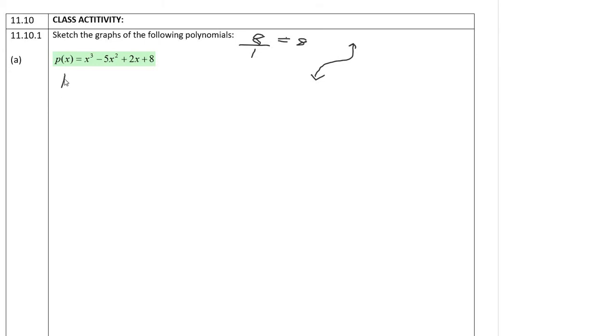Let's see what happens if I do P of 1 here. Okay, so this gives me 1 minus 5, it's minus 4, plus 2, it's minus 2, plus 8, no, it's not giving me 0. Let's see if I do negative 1. So this gives negative 1, minus 5, and then 2 times negative 1 will be negative 2 plus 8. Okay, so this gives me negative 6, negative 8 plus 8. That does give me 0.